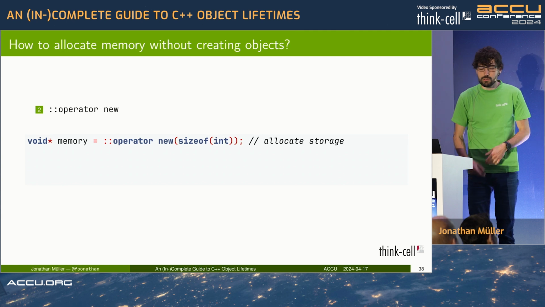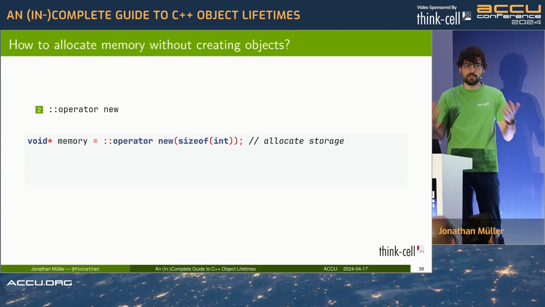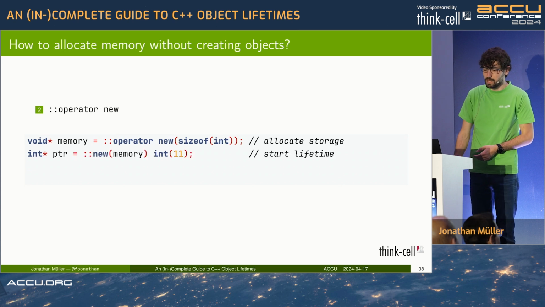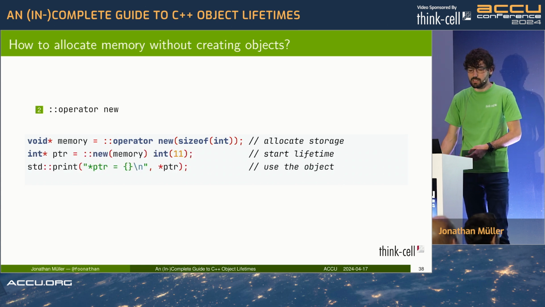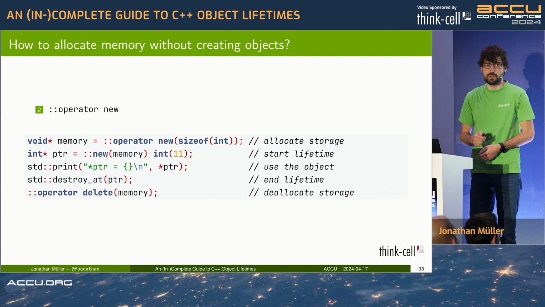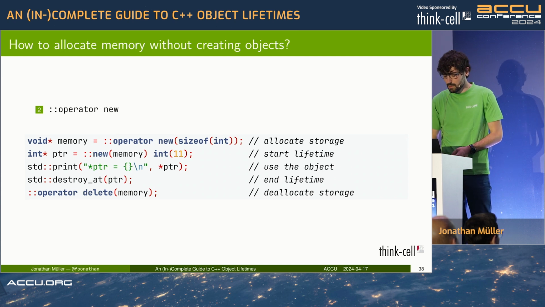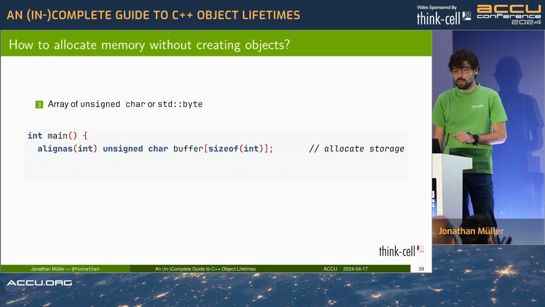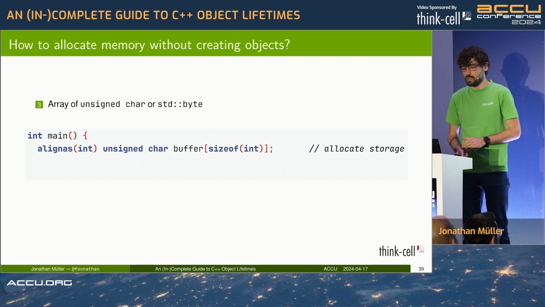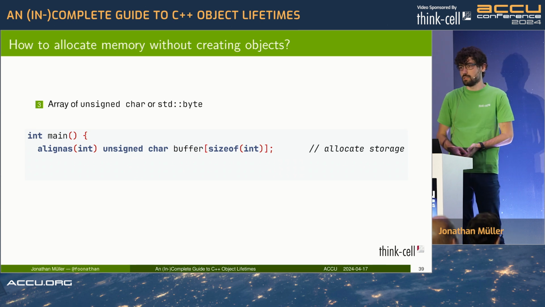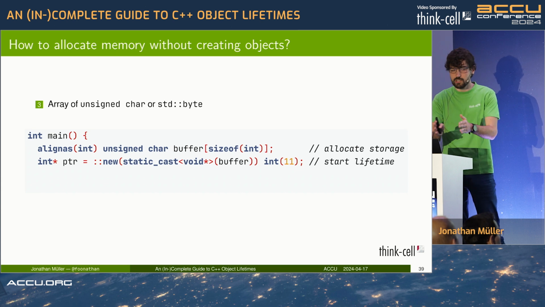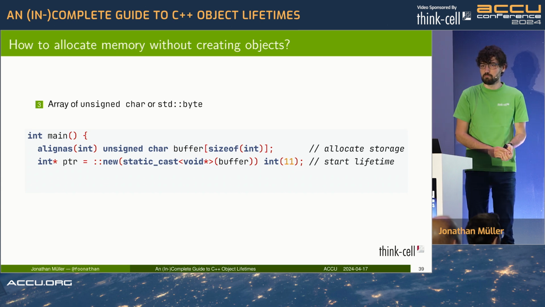A more C++ version uses operator new. Unlike new, operator new just allocates memory and doesn't actually create any objects. So essentially the code looks the same as with malloc. We just use operator new, and then to destroy it we use operator delete. We can also use an array of unsigned chars, or std::byte. Here we've got an unsigned char array that is aligned for an int and big enough for an int, so this can provide storage for an int object. We can then use placement new to create an int object in that buffer and start using it.